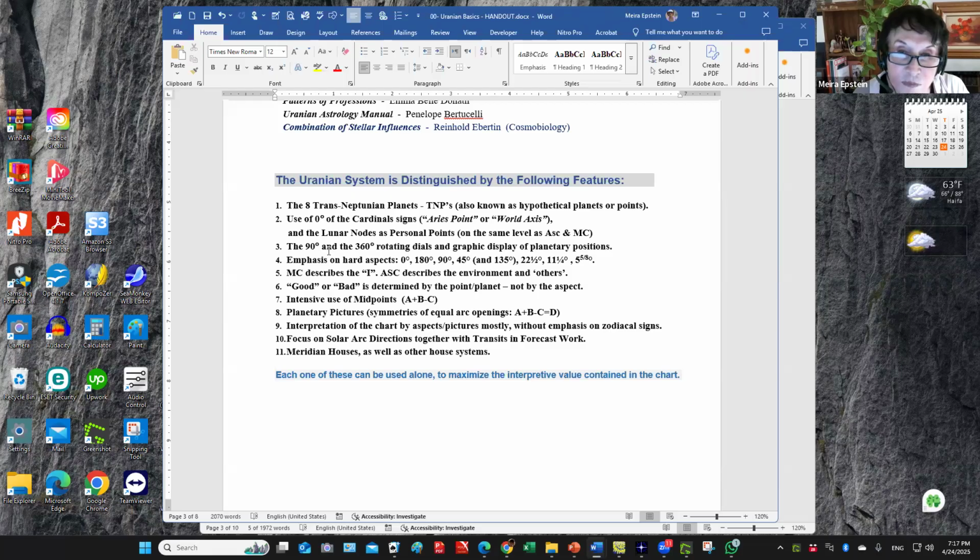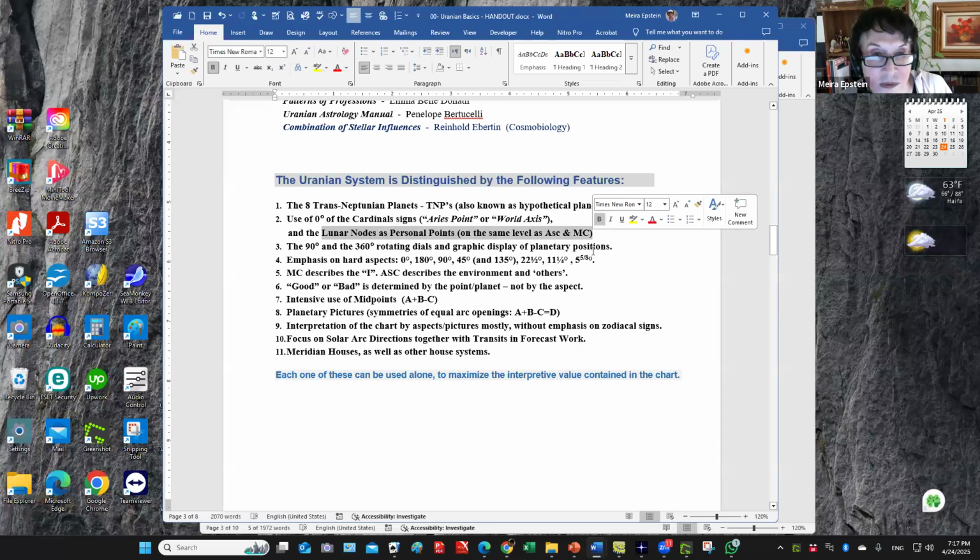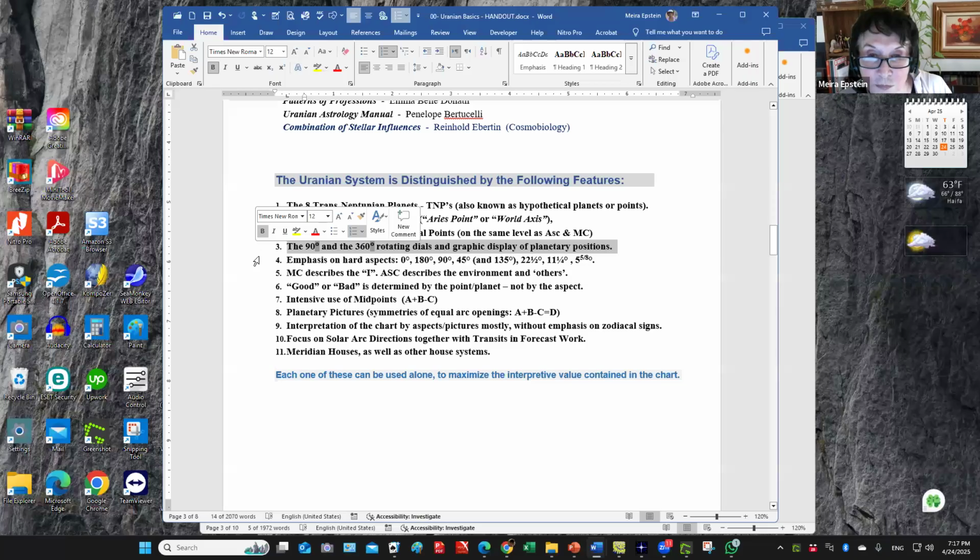Next is the use of the 0 degrees of the cardinal signs, which we call the Aries point or the world axis. And we use it as a personal point. I'll prove it to you. Also, the lunar nodes are considered very personal points, on the same level as the ascendant and the midheaven. Number 3, the 90 degrees and the 360-degree rotating dial graphic display. This is a major tool in what we're doing.